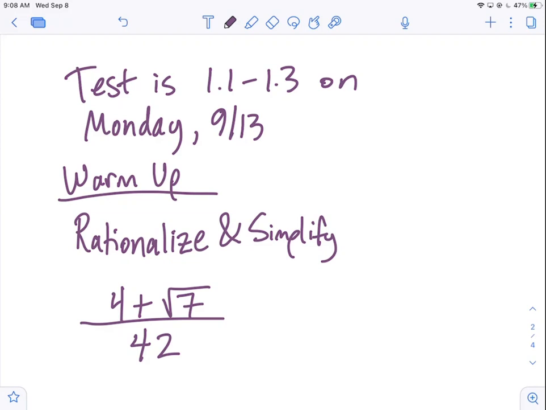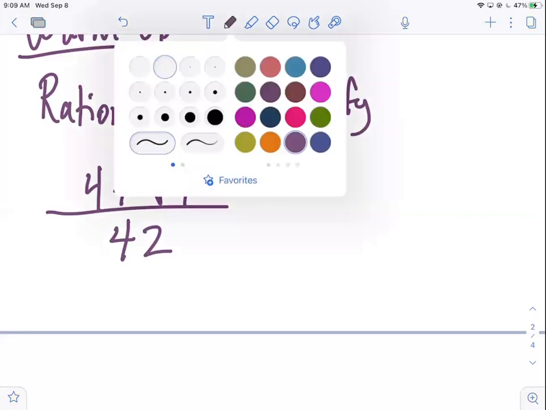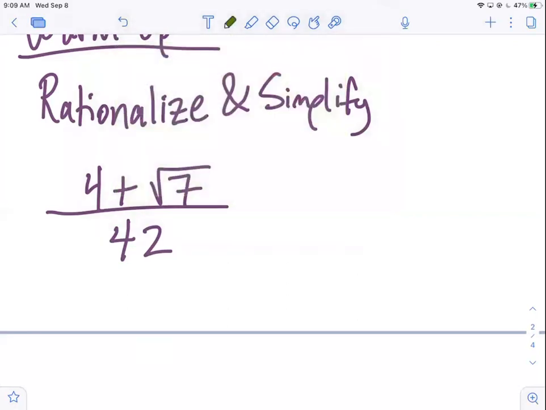All right, so rationalize and simplify. You got 4 plus the square root of 7 over 42. Step 1 is to simplify. 4 plus the square root of 7 over 42. It's already simplified. 7 is simplified. It's a prime number. So how do we simplify when we have something like this with 2 terms? How do we rationalize, I should say, sorry.